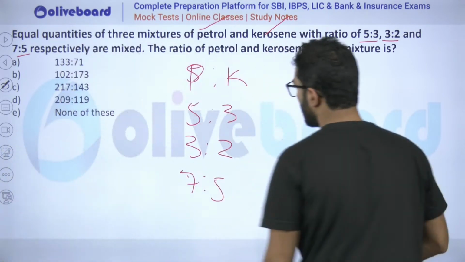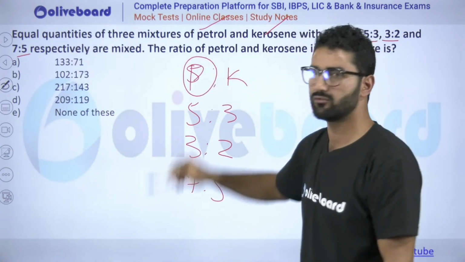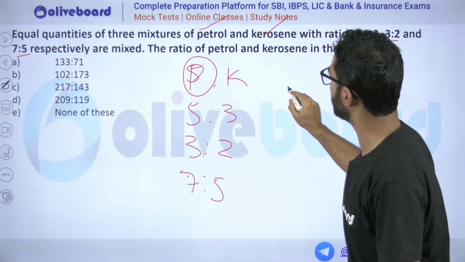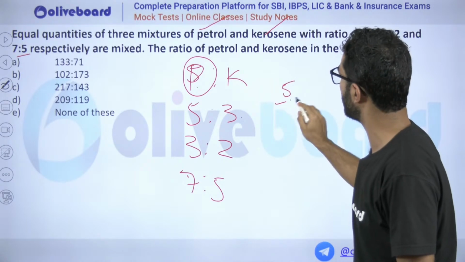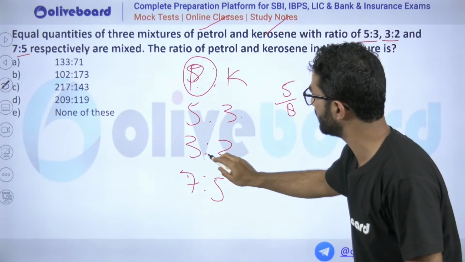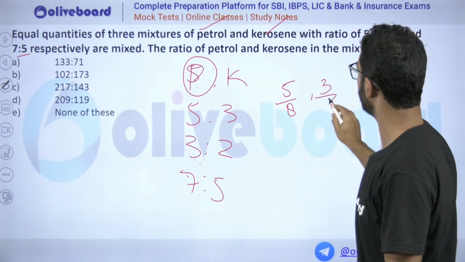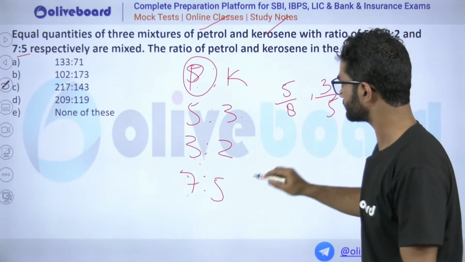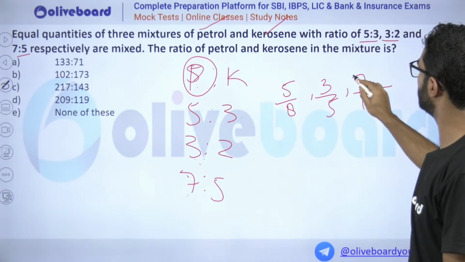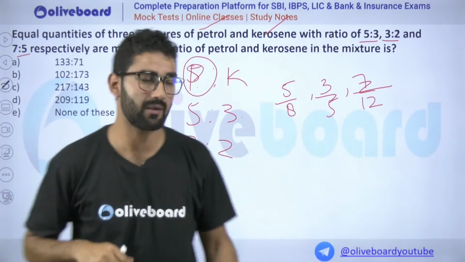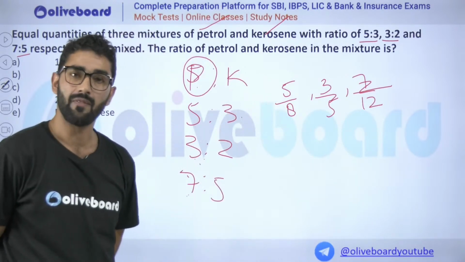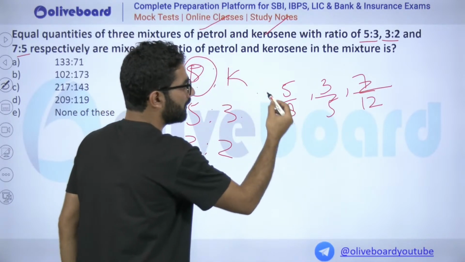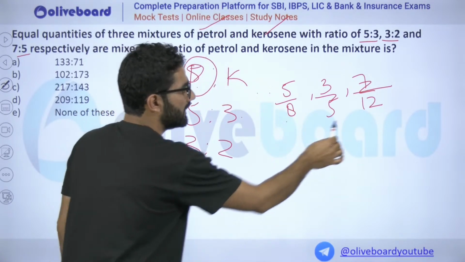Now the question is, if I take petrol as a reference, you can also take kerosene as a reference, whichever you take. What will be the ratio of petrol in the first one? It is 5/8. What is the ratio for petrol in this? It is 3/5. What is the ratio for petrol here? It is 7/12. So this is the data I got. Sometimes you can calculate by this method. Now you have to find the ratio. This is petrol to kerosene, this is total, so petrol to total. You have to make this common.